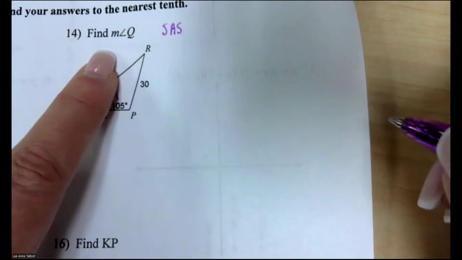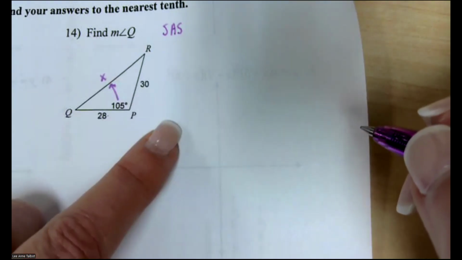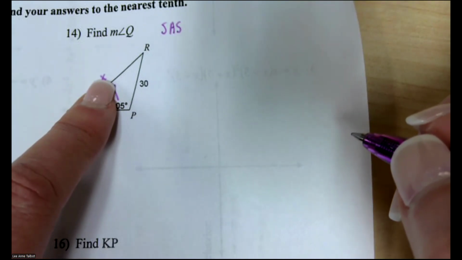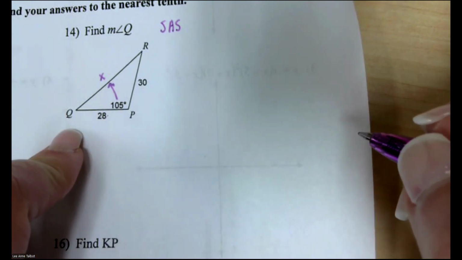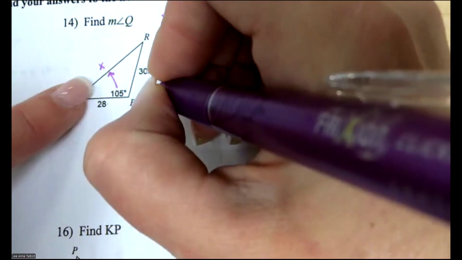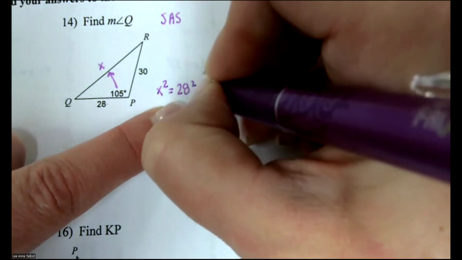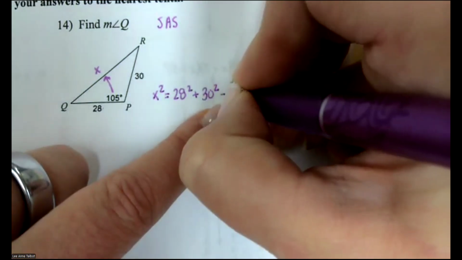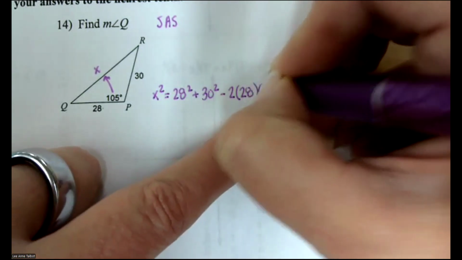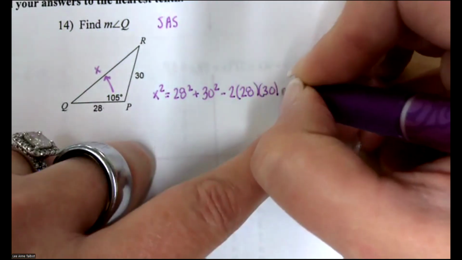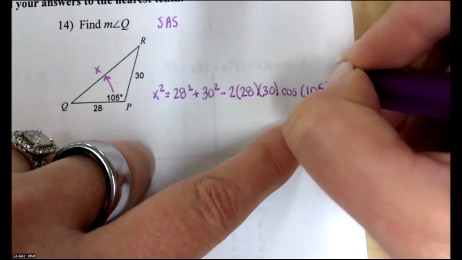And side angle side means I have to use law of cosines. And I understand why you would not want to do that because that's not going to give you angle Q. But what you have to do is get the side across first and then use that to do law of sines to get angle Q. So let's just do it while we're here. So x squared equals 28 squared plus 30 squared minus 2 times 28 times 30 cosine 105.